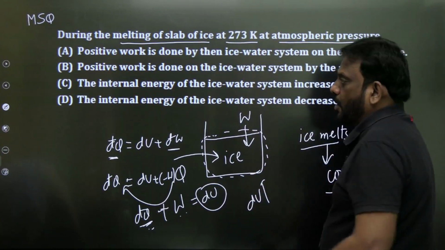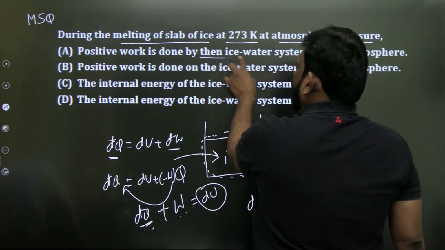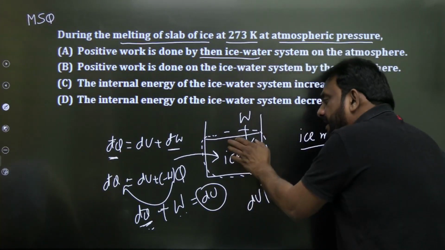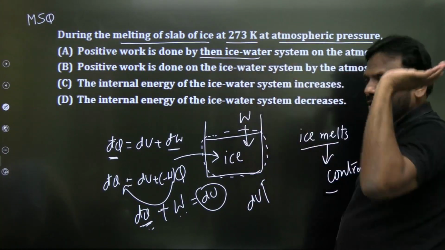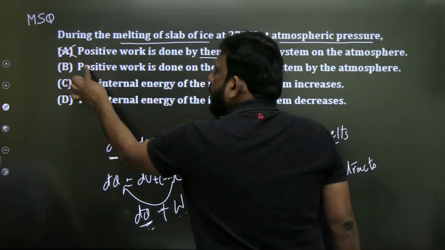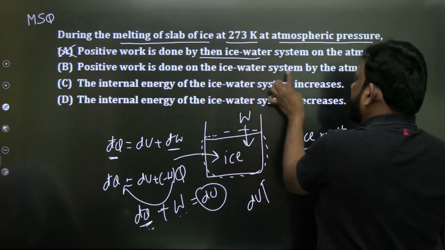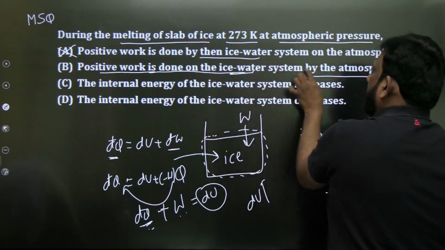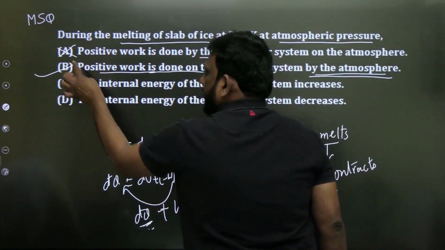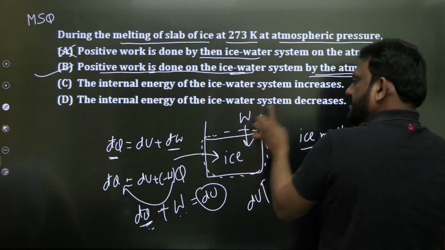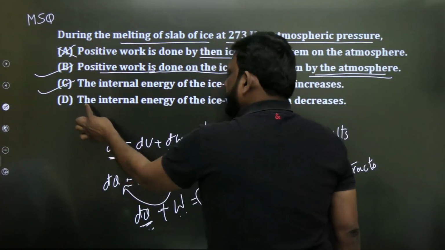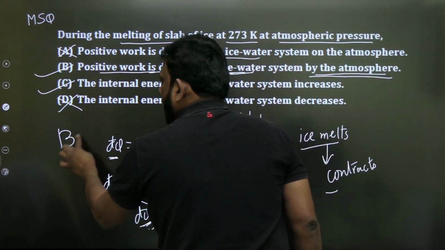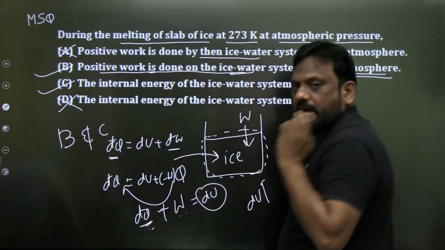Now let us see what are the options. Positive work is done by ice. No. Ice is not doing work, whereas work is done on the ice by the atmosphere. So this is wrong. Positive work is done on the ice by atmosphere. Yes, positive work is done on ice by atmosphere. So this is absolutely correct. The internal energy of the system increases. Yes, the internal energy increases. The internal energy decreases. It is wrong. So options are B and C. Wonderful question. Options are B and C.